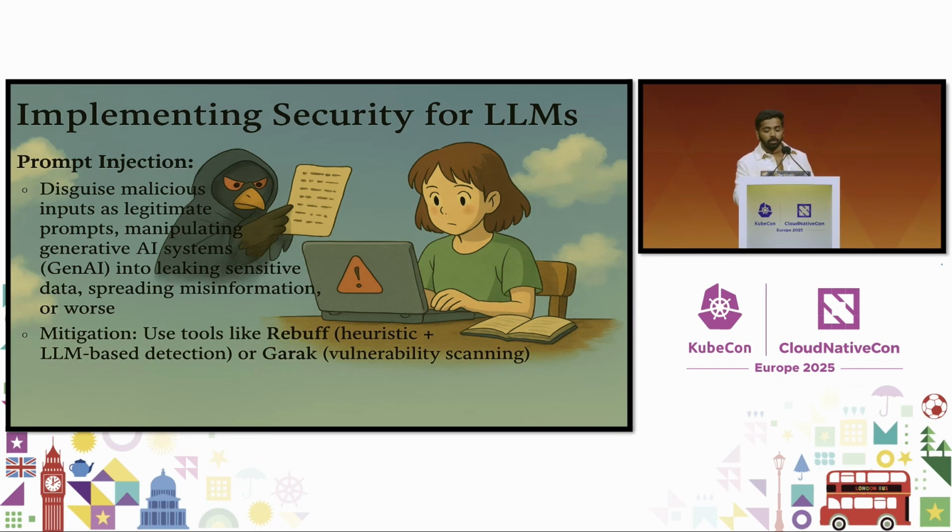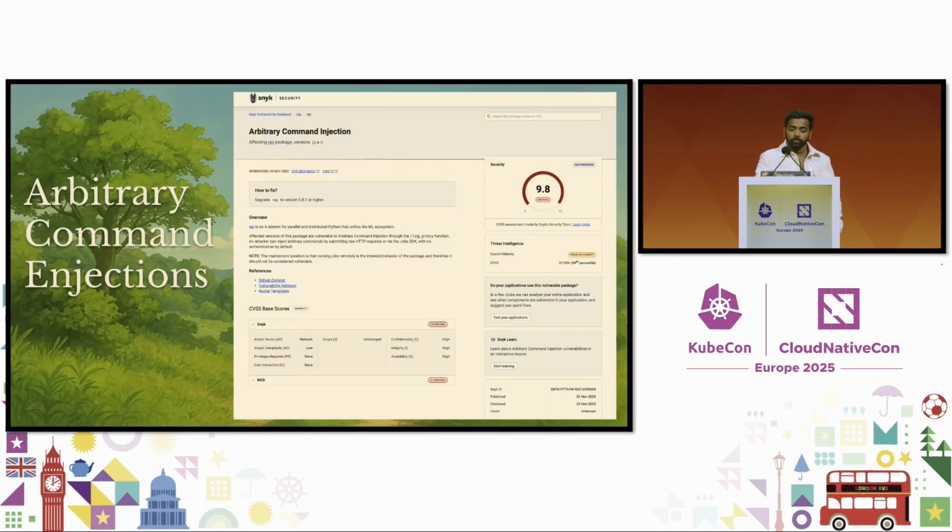So for this, you can use tools like Rebuff, which uses LLM-based models to detect injection attempts in real time, as well as NVIDIA's, I guess it is NVIDIA's Garak, which acts like a vulnerability scanner for your model. It probes the prompts and responses to find actual weaknesses in your model before attackers make any attempts. This was released by Snyk: arbitrary command injection, which happened in the Ray package.